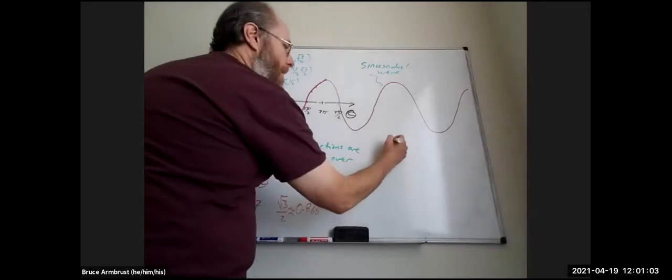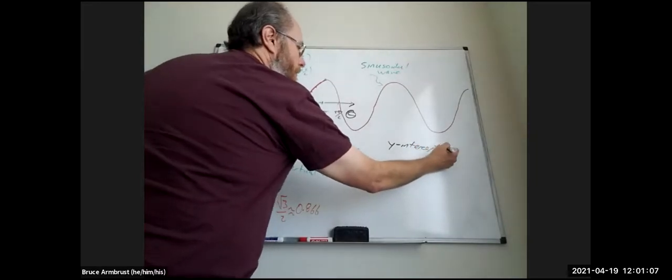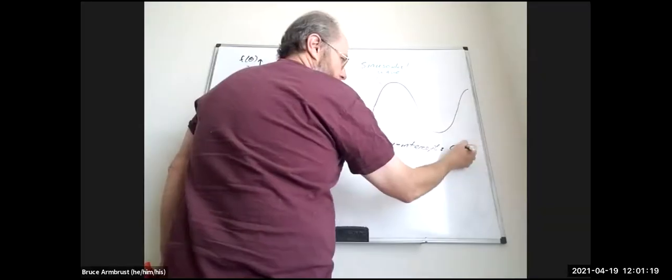How about the y-intercept? Where does this thing cross the y-axis? At 1. At 1, right? So we know that the y-intercept is (0, 1).